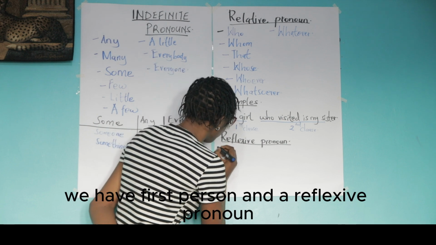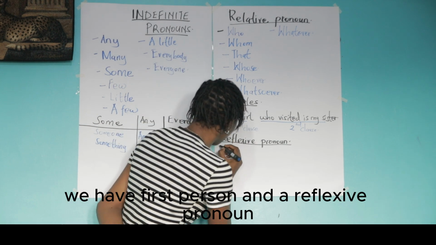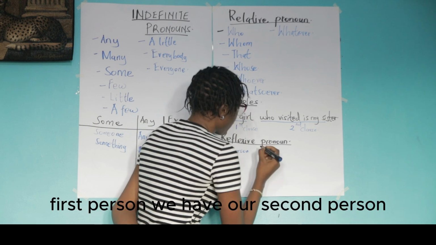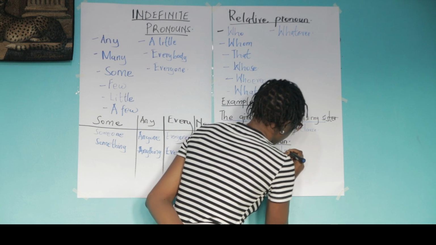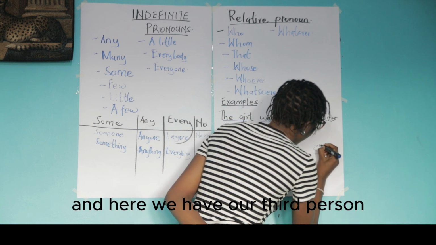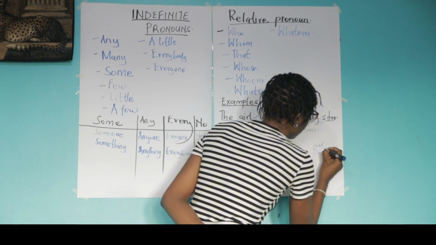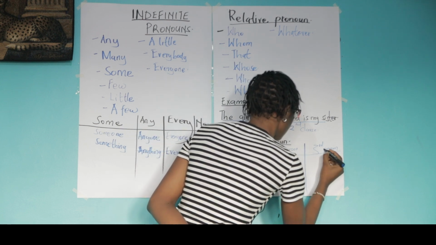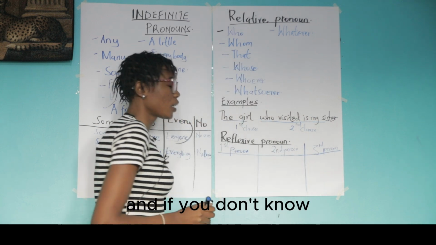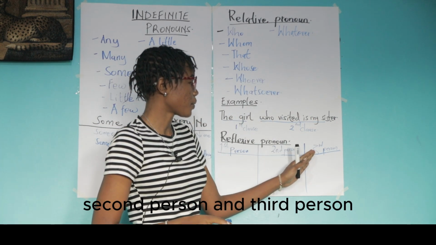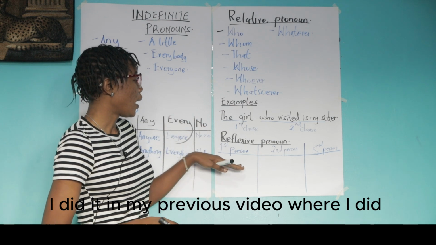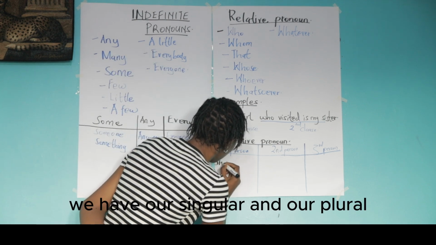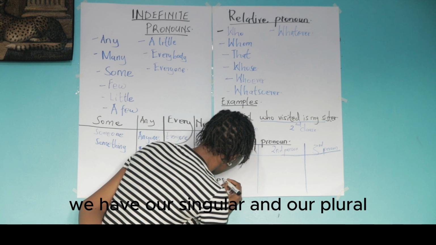Let us list them. We have first person, second person, and third person. If you don't know the difference between first person, second person, and third person, I did it in my previous video on personal pronouns. Under each person, we have singular and plural.